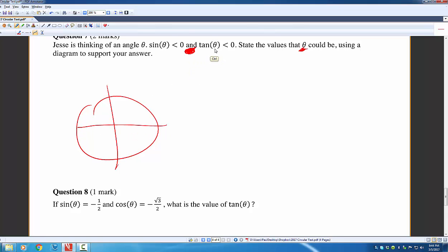So where is tan negative? Tan is going to be negative in the second quadrant because it hits the tangent at a negative value, and it's also negative in the fourth quadrant. So it's here and here are the possibilities.